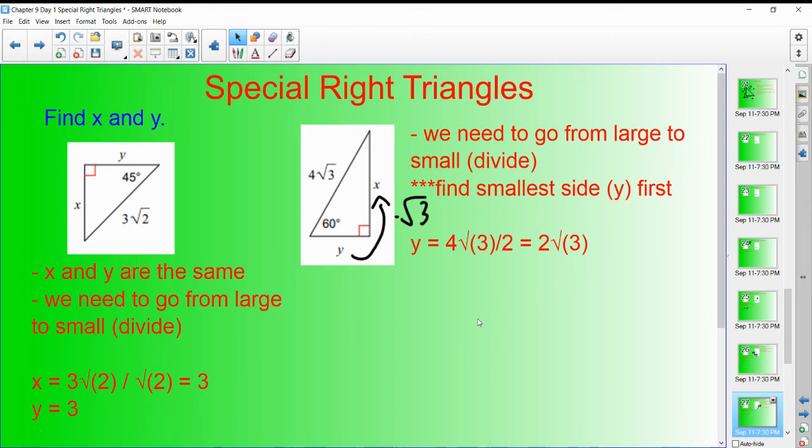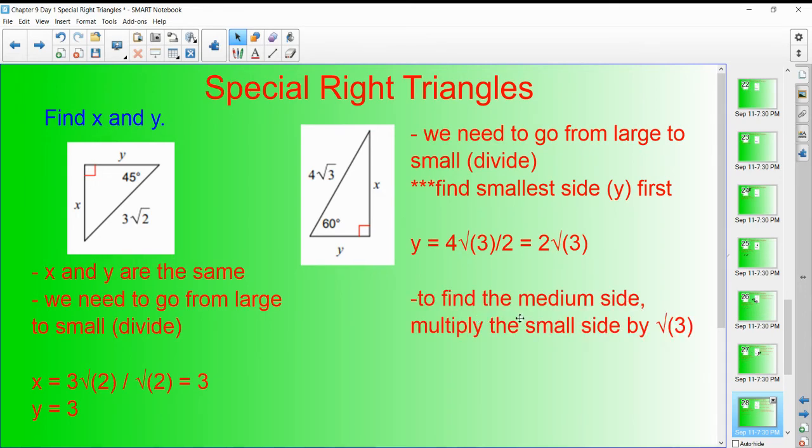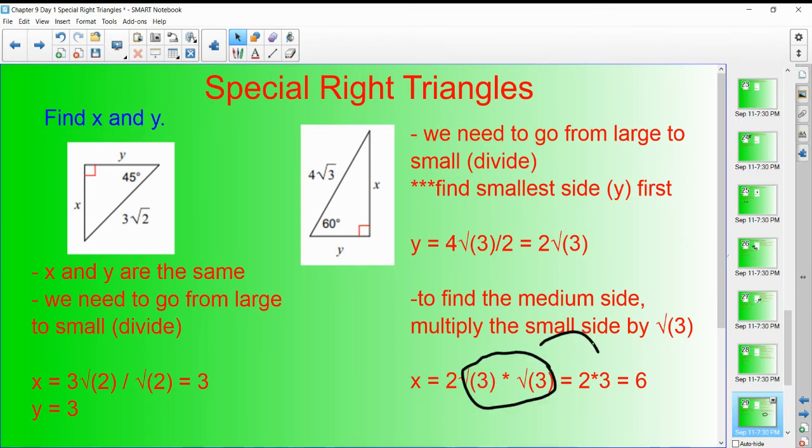And we're going to do that here. So to find the medium side, multiply the small side by the square root of 3. We can do 2 square root of 3 times square root of 3. The square root of 3 times square root of 3 becomes 3. And then this side is 6. So this is 6, and this is 2 square root of 3. Okay, 2 or 3 rules we practice. We don't have to use the Pythagorean theorem. We just need to know to go from small to big, we multiply, and what do we multiply by?